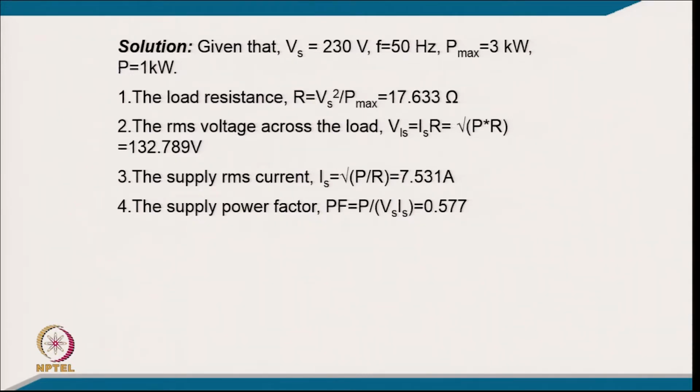So, putting in the value corresponding to 1 kilowatt, and the resistance is already there, it comes to 132.789 after the control to 1 kilowatt power only. The supply RMS current is root of P upon R, so it is 7.531, and the supply power factor will be P upon VsIs. So, it comes to 0.577, and this reduction in power factor is because of harmonics as well as reactive power.